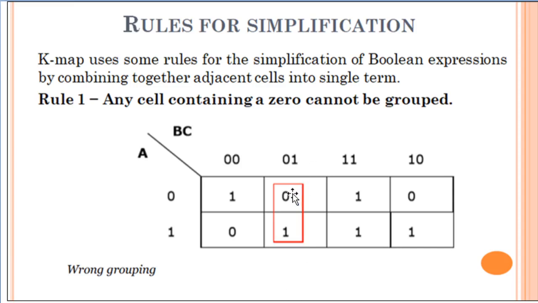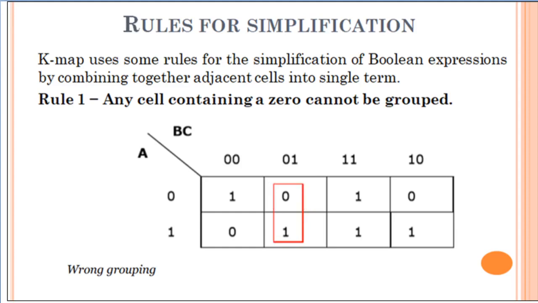That means this 0 will not be part of your given function. That means this term cannot be grouped with any adjacent cell or adjacent given min terms. Okay, this is the first basic rule for the grouping.